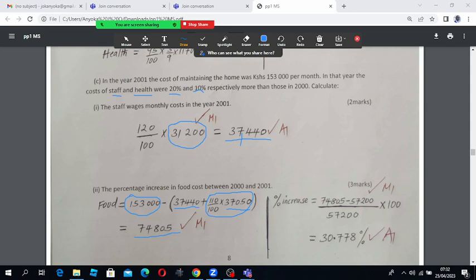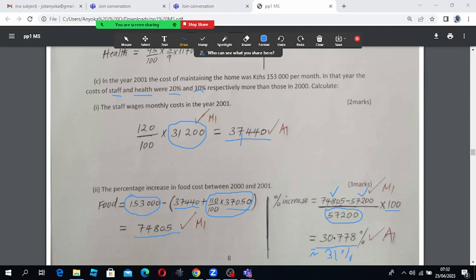So to find out the percentage increase, you find the difference between the amount in 2001 and the amount in 2000, divided by 57,200, which is the amount in the year 2000. Then you multiply by 100, you get 30.775%. Some of us went ahead to round off this one to approximately 31%.